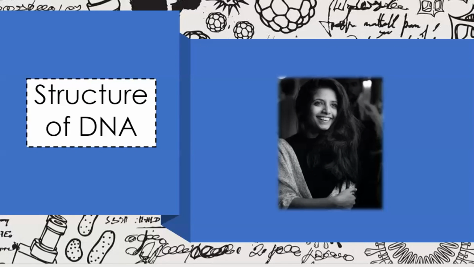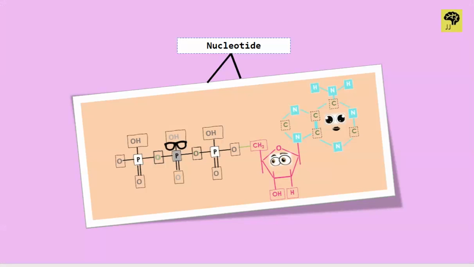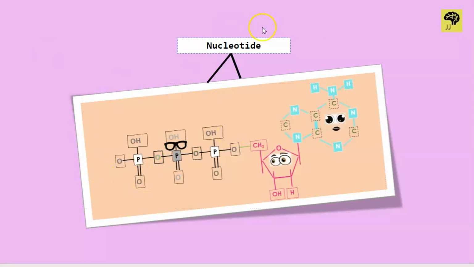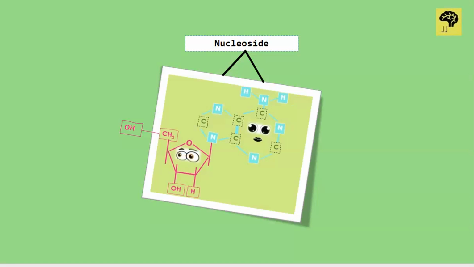Today, we are dealing with a topic that is structure of DNA. We are in continuation with the previous lecture where we have learned nucleotide and nucleoside. Here I have a picture of three friends posing together: the phosphate, the sugar, and the nitrogenous base. When three of them come together, it is known as a nucleotide, whereas when two of them come together, it is known as a nucleoside.